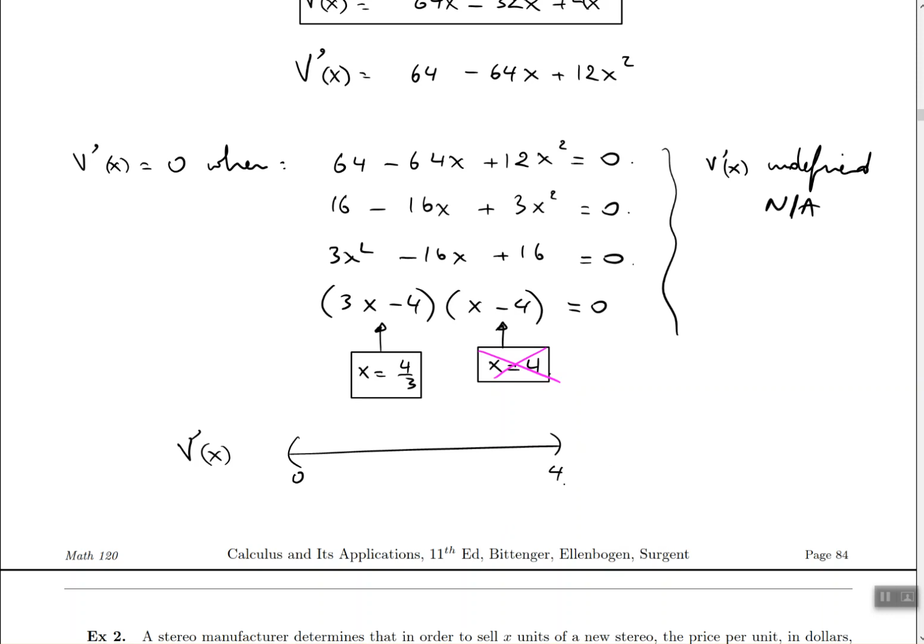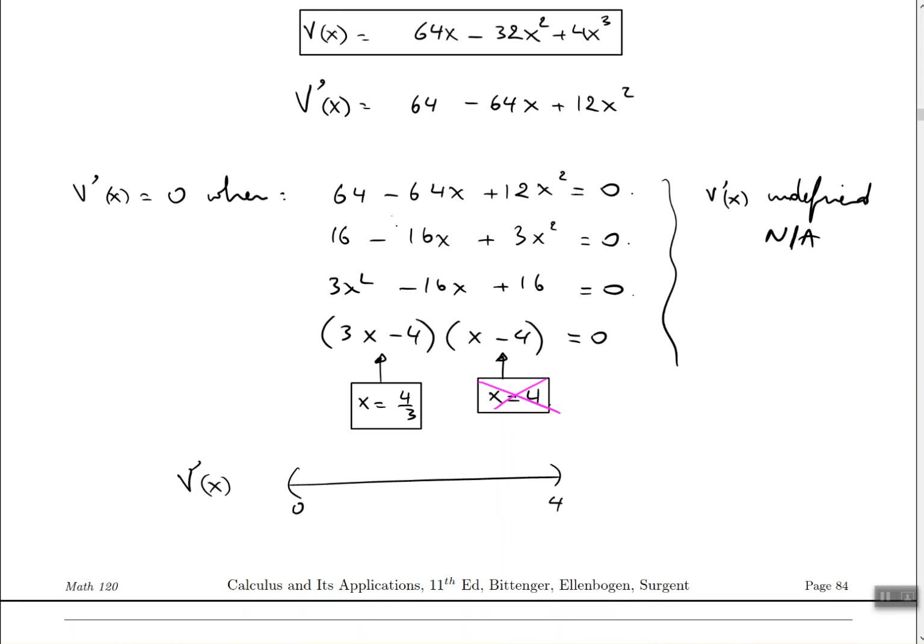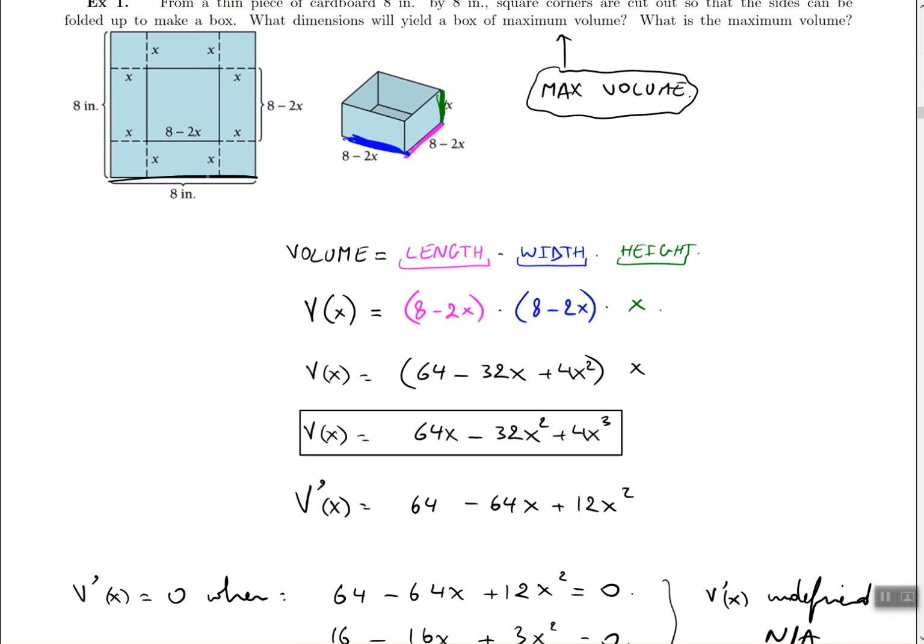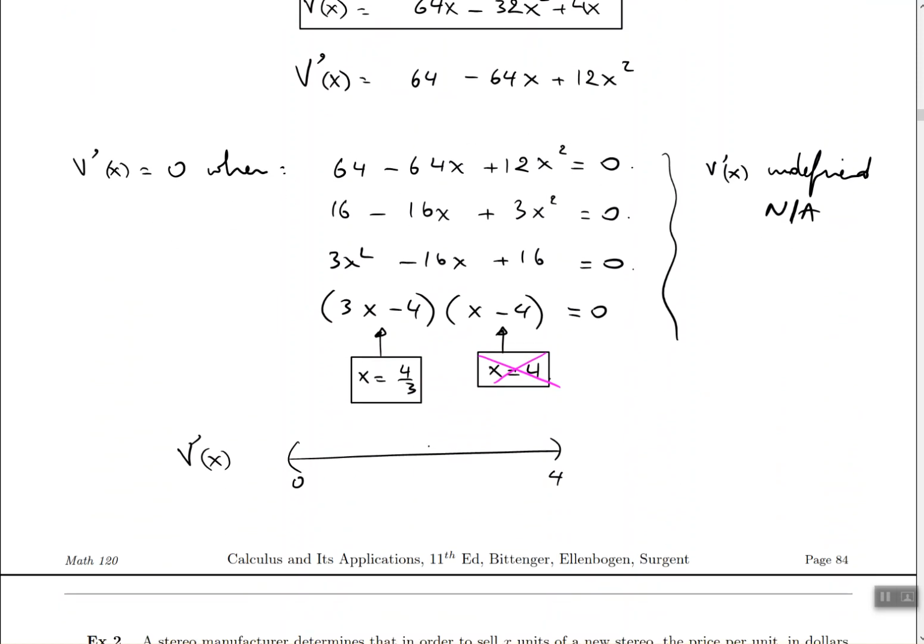Because we cannot cut off less than 0 inches. 0 is the minimum. That's when you leave the cardboard box alone. And you cannot cut off more than 4 inches because you don't have enough, right? The whole thing is 8. So if you cut 4 from the left and 4 from the right, there's no more box left. So that's the reason why we're putting 0 and 4. And 4/3 is the only critical number. So let's pick a number before and pick a number after and see what happens.